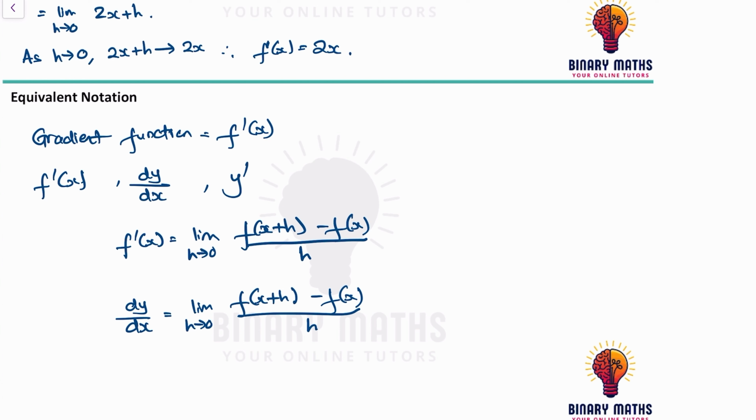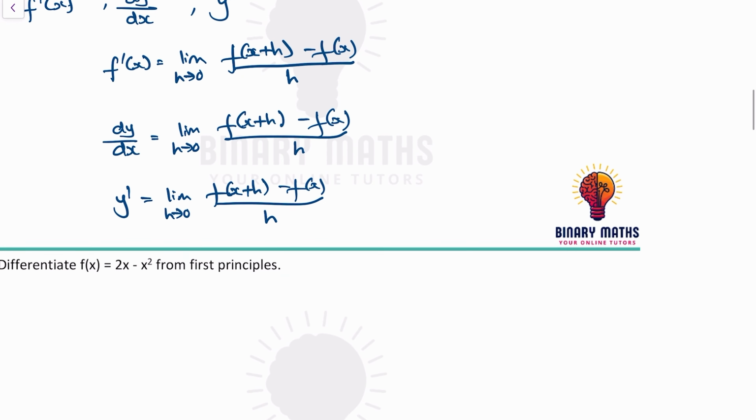They all mean the same thing. y dash is equal to the limit as h tends to 0 of f of x plus h minus f of x over h. They all mean the same thing. So derivative of x, gradient function, f dash of x, dy dx, y dash, all the same. Let's go through some examples of this. So no diagrams anymore, using the formula.